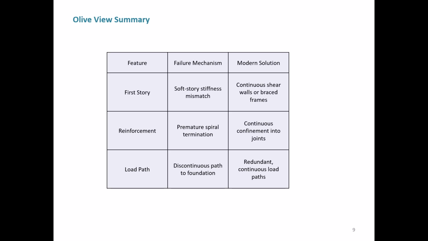So some review here of what we talked about. We have features: the first story had a soft story stiffness mismatch. And the modern solution is continuous shear walls or brace frames.